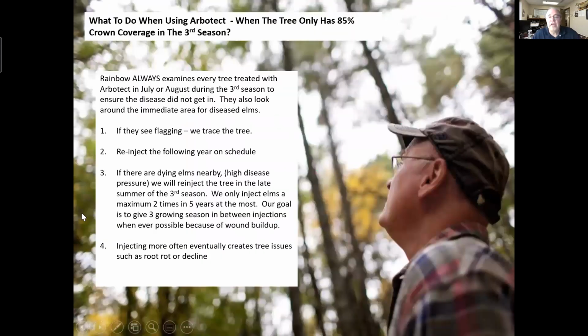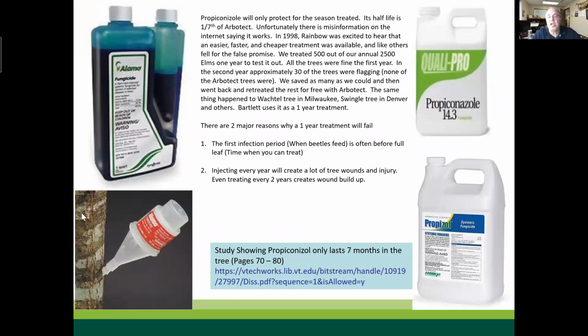I haven't had this one in my slide deck for a while, but I understand that people think because propiconazole works on oak wilt, it works on Dutch elm. Oak wilt's a different animal. Oaks are different animals than elms. Oak wilt's a very different animal than Dutch elm. And even though we get good protection with propiconazole for oak wilt, even root grafts, it doesn't work in elms more than 1 year.